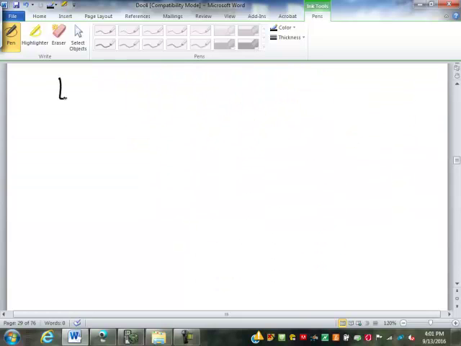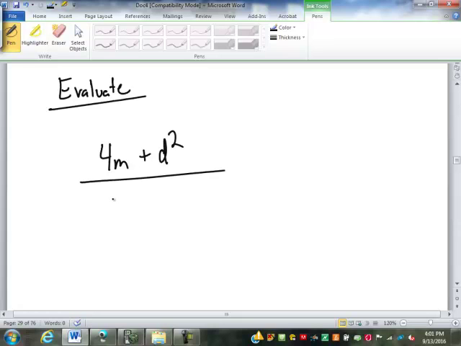Let's try to evaluate four m plus d squared all over 3q for m equals 9, d equals 6, and q equals 2. I want you to try that in your notes. See what you come up with.